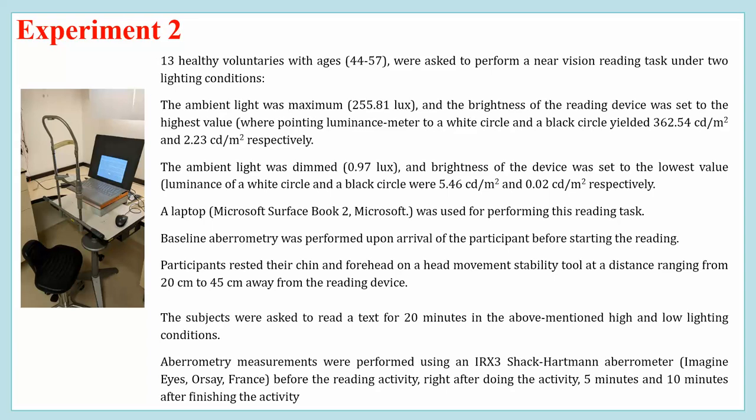under two lighting conditions. So aberrometry measurements were performed using the ILX aberrometer again before reading, right after doing the activity, 5 minutes after activity, and 10 minutes after activity this time. Measurements were made in triplicate at each time point and then averaged for subsequent analysis. Aberrometric data of each eye was rescaled to the smallest value of maximum round pupil as recorded during each measurement.